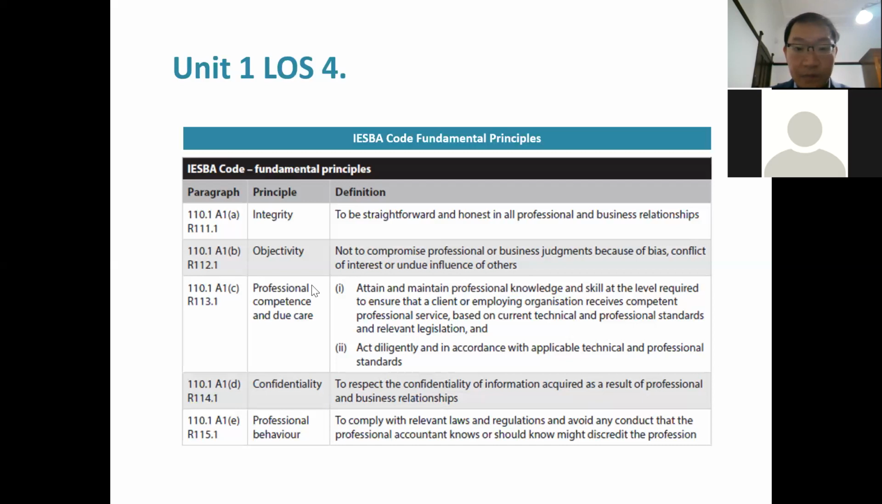And then finally, the fifth one is professional behavior, which is really based on conduct. It's from a conduct perspective, making sure that you comply with relevant laws and regulations and act as you would normally do when you work for an employer or when you meet with clients. So these 5 fundamental principles are quite an important area for you to understand.